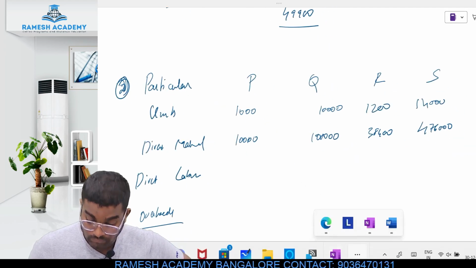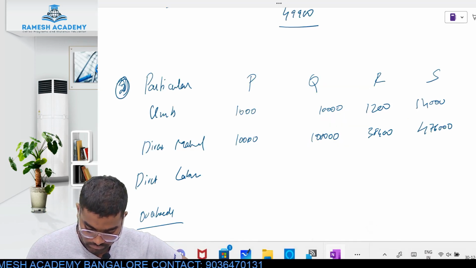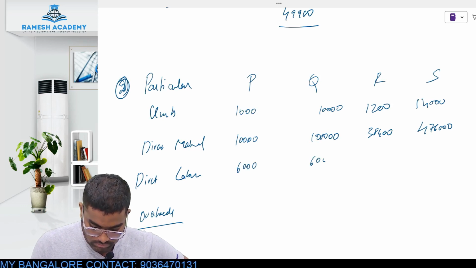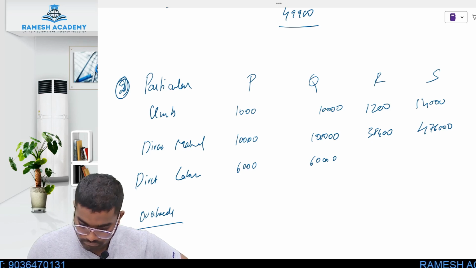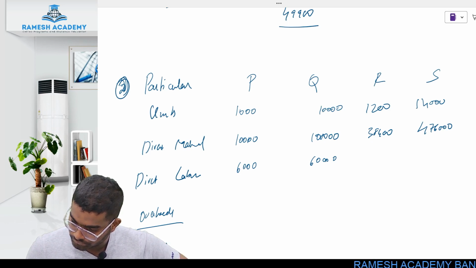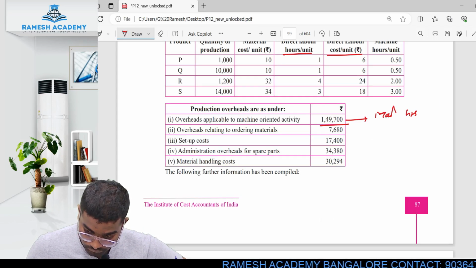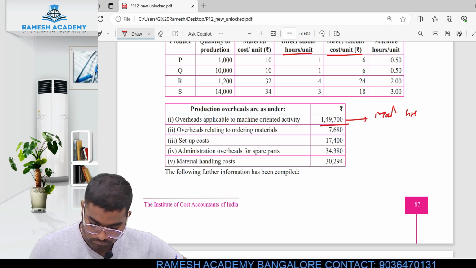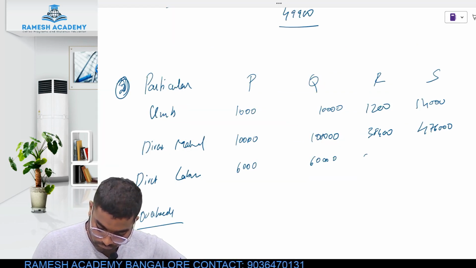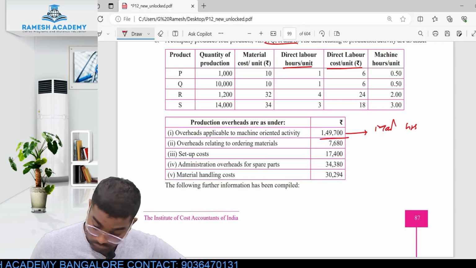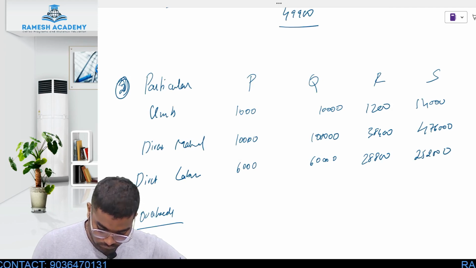Okay, labor. So it's a bit boring, but the thing is we have to do it, no choice. 6, 6, 24, 18. 6, 6, 24. So then we have 14,000 into 18. Then overhead, machining.